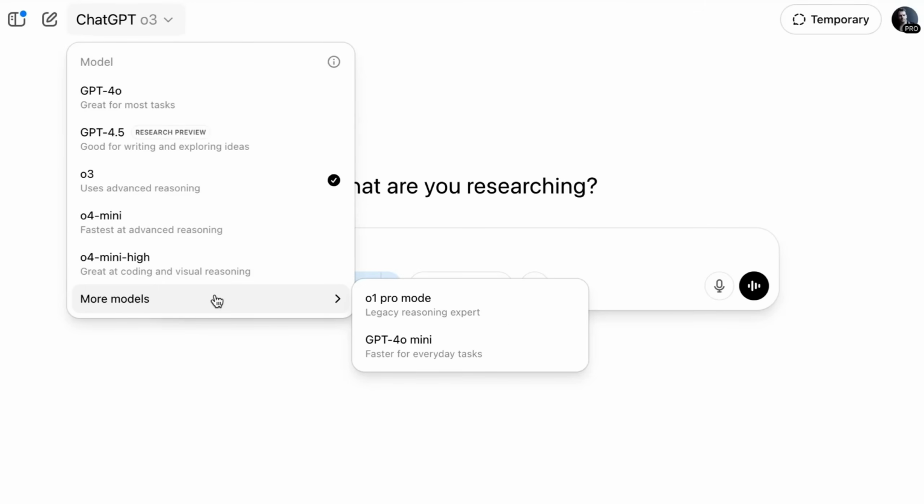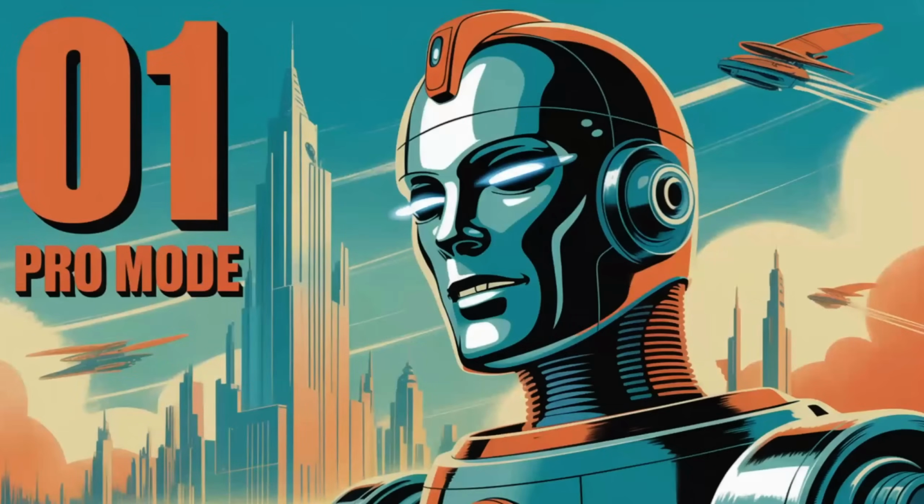And for individuals, it's not even included in the main model selector. You have to go click more models, and it's framed as a legacy reasoning expert. Now, it's not impossible that there might be some use cases where O1 Pro mode is useful for a particular type of output, such as a long-form high-stakes document.